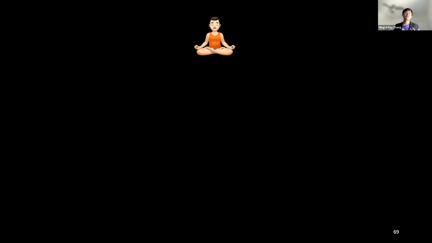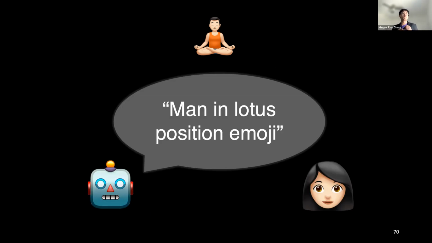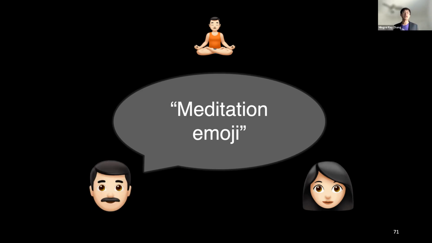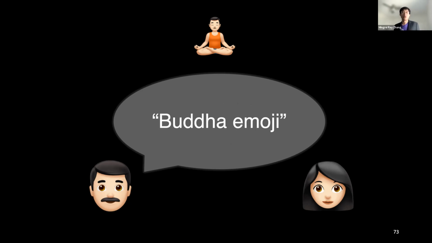So how do we design the voice interaction for emojis? Let's take an example of this one. What will you say to others about this emoji? Well, a robot will say man in lotus position emoji because that's the official name of it. But remember, people talk in a descriptively ambiguous way. So there's no fixed way to say this emoji. Maybe you can say the meditation emoji or yoga man emoji or even Buddha emoji.